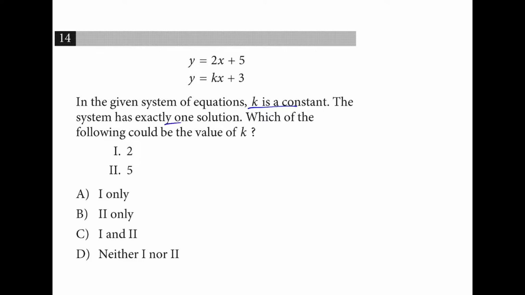K is a constant, there's exactly one solution. Problem with 2, if we plug that in, these are equal to each other, so 2x plus 5 is equal to 2x plus 3. If you cancel out the 2x, there's no solution, so that doesn't work. A 5 could work though, so 2 only.